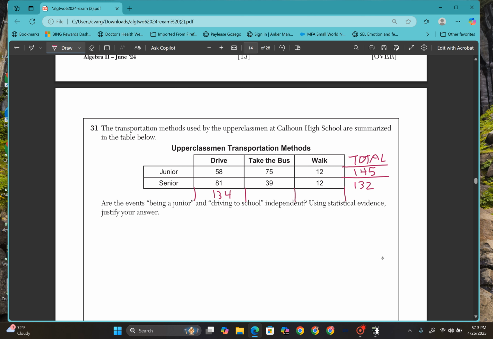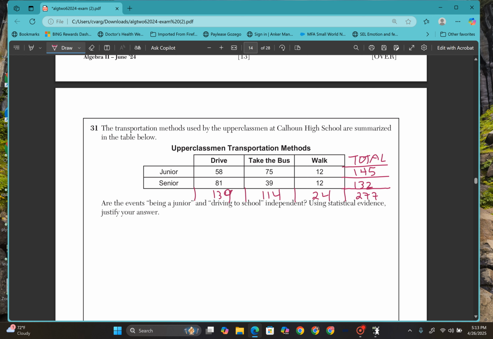No, 139, my bad. 8 plus 1 is not 4. And then 75 plus 39 is equal to 114. And then if I add 12 and 12, that gives me 24. And then when I add all my totals up together, I get 277. Okay, so if I went 145 plus 132, that's 277, or 139 plus 114 plus 24 is also 277.